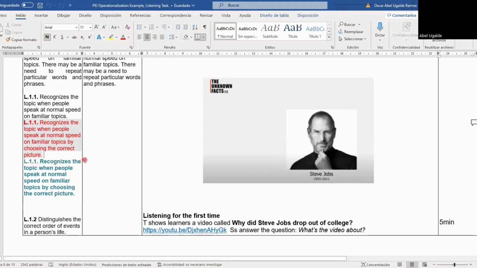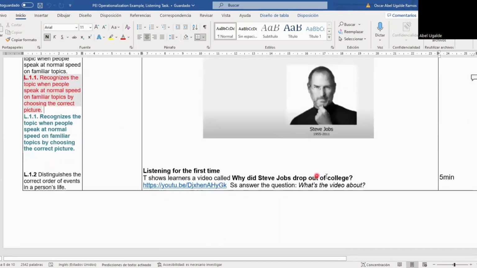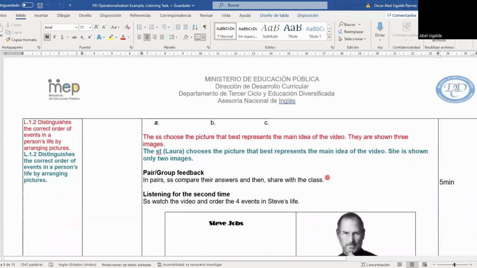And then what about Laura? Let's see what Laura is going to do. Laura, the indicator for her is she recognizes the topic when people speak at a normal speed on familiar topics by choosing the correct picture. If you see, it is the same. Let's see what adaptations we have for them. The student, in this case Laura, chooses the picture that best represents the main idea of the video. She's shown only 2 images. So look at the adaptation.